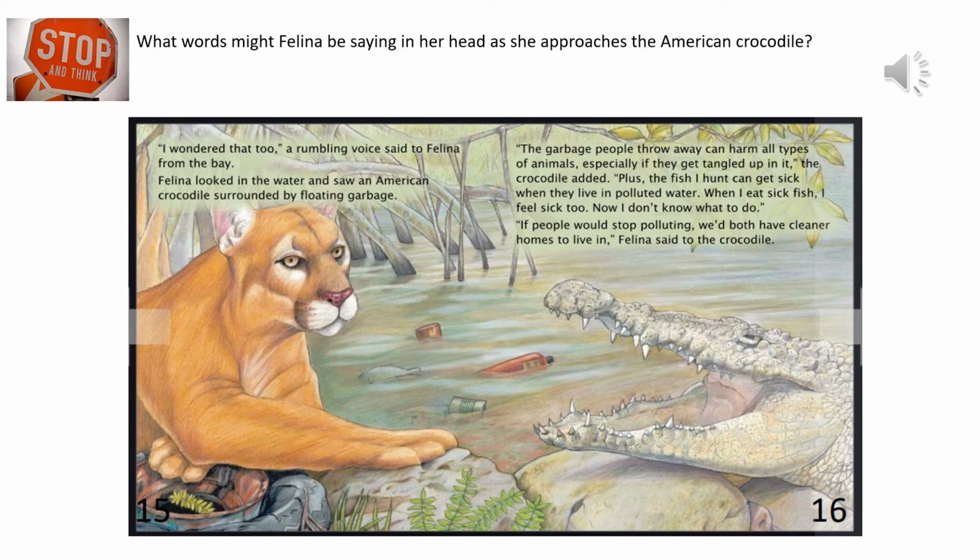Now it's your turn to use the strategy. What words might Felina be saying in her head as she approaches the American crocodile? Think about what's happened so far in the story.